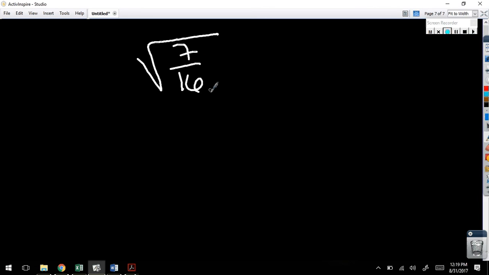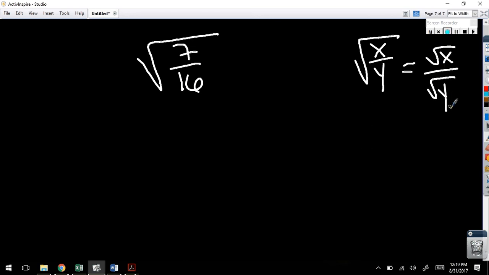So I told you that the square root of xy is the same thing as the square root of x times the square root of y, right? Close, not times, but divided by. That's right. If I can break them apart with multiplication, I can also break them apart with division. So I get the square root of x divided by the square root of y.